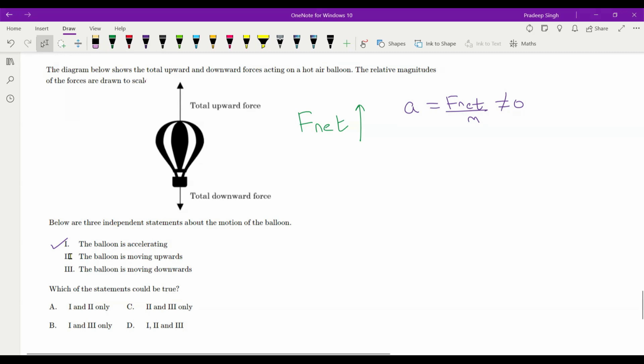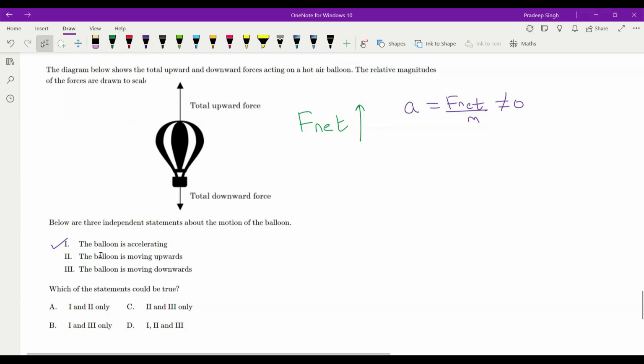Now, if you observe statements 2 and 3, they seem to contradict each other. So, students might wonder that only one of these statements could be right, but the keyword in this question is at the end. See, the question is which of the statements could be true? So, we need to figure out, is it possible that statement 2 and 3 can be correct simultaneously?